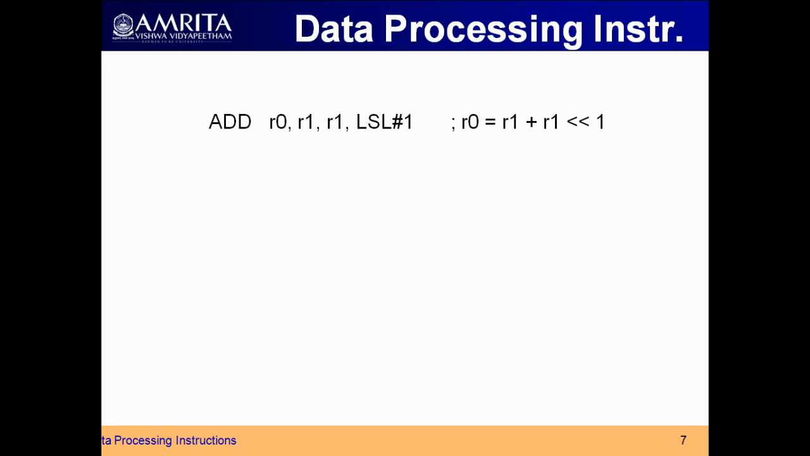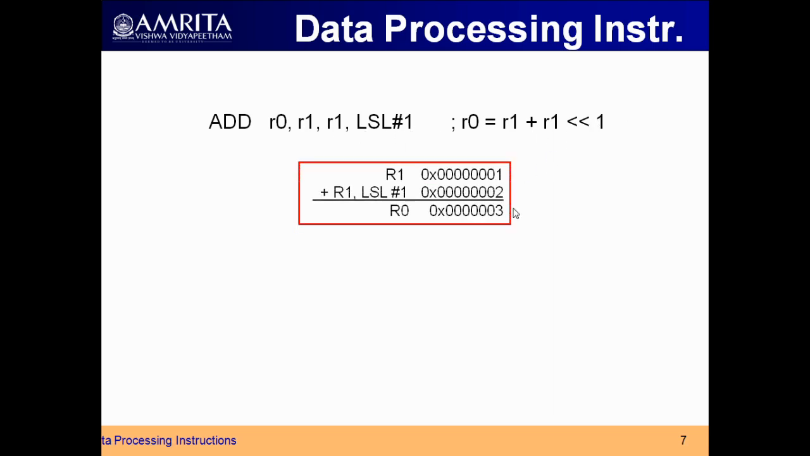Now we will see the execution of an arithmetic operation with a shifted register. So I am writing ADD R0, R1, R1 LSL #1. What will be the operation? R0 equals R1 plus R1 left shifted by 1 unit. So let us take my R1 is 0001. So what will be the operation here? R1 will be added with R1 LSL #1. That means R1 will be left shifted by 1 and it will be added with the content of previous R1.